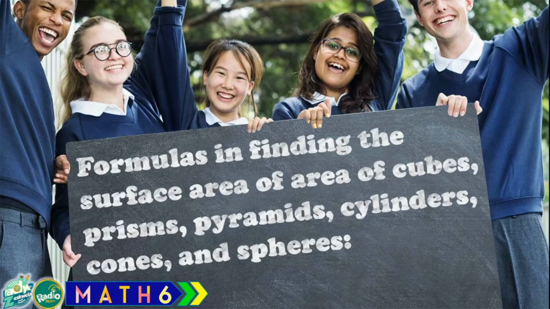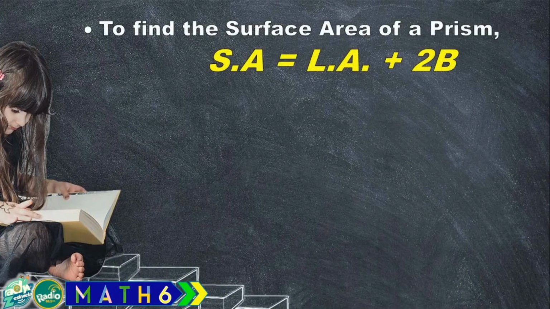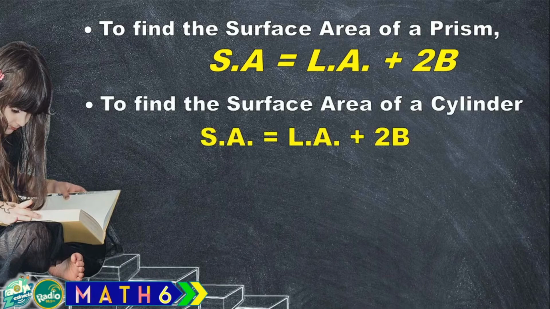Always remember that in finding the surface area of solid figures like cubes, prisms, pyramids, cylinders, cones, and spheres, remember to use these formulas. To find the surface area of a prism, the formula is surface area equals lateral area plus 2B. And to find the surface area of a cylinder, use the formula surface area equals lateral area plus 2B.